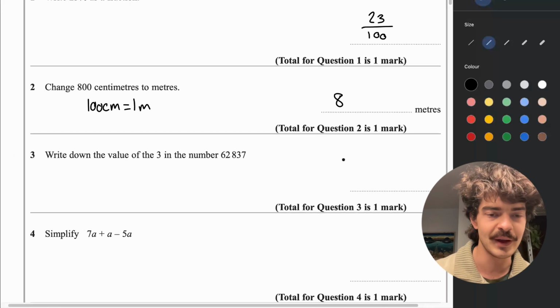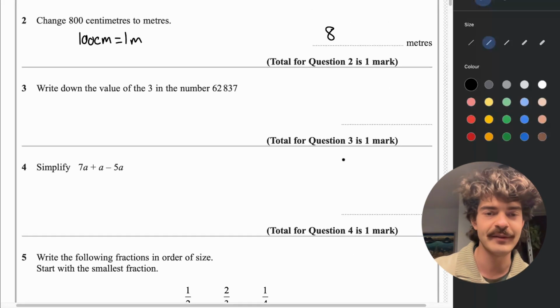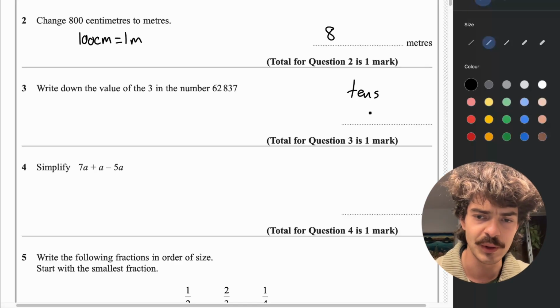Write down the value of the 3 in the number 62,837. This is going to be the tens, or you could put 30.